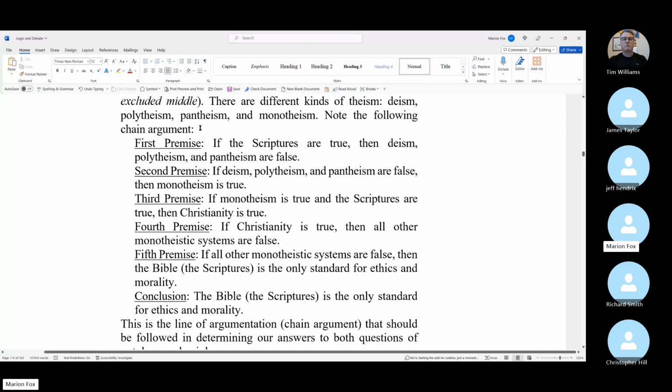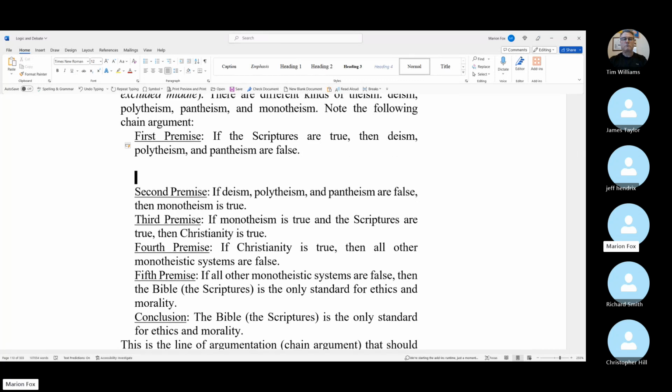If the scriptures are true, then deism, polytheism, and pantheism are false. And then we take that conclusion, and we don't have the full syllogism here. So I'm going to put it down here. We'd have two more premises. We would then say the scriptures are true. Okay, that'd be our second premise. We conclude that deism, polytheism, and pantheism are false. Then we plug that in as the first premise on the next argument. Any questions?